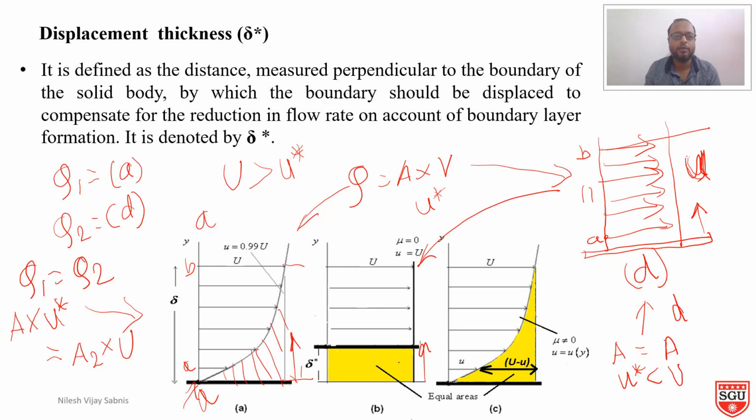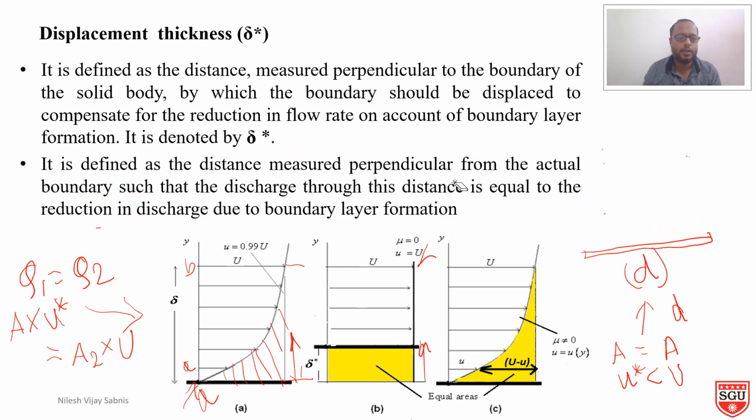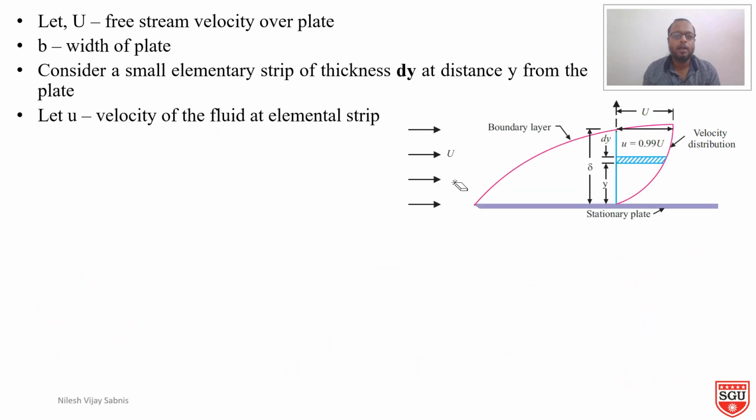The definition we have seen, now we have to see the derivation. Let's see another definition. It is defined as the distance measured perpendicular from the actual boundary such that discharge through this distance is equal to the reduction in discharge due to boundary layer formation. Both the definitions are correct, any one will work. Let's see the derivation. First, consider u as a free stream velocity. Here u is the free stream velocity.